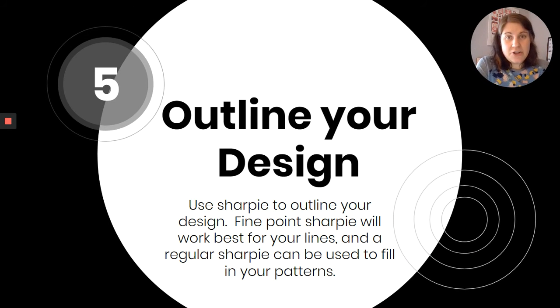Next, you're going to outline your design. You're going to use Sharpie or a black pen to outline your design. Fine point Sharpie will work best for your lines, and a regular Sharpie can be used to fill in your patterns. If worse comes to worse, a black Crayola marker is going to be okay, a black ballpoint pen. And if you really don't have anything at home, just let me know and we can skip the black outline part. But it looks a lot nicer with the black outline.